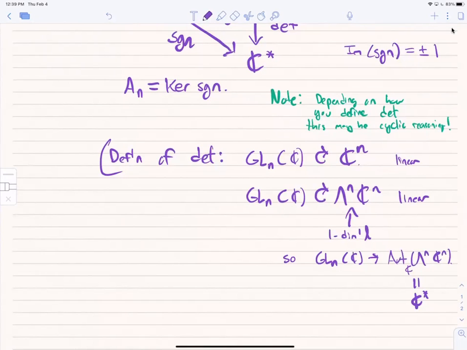The only automorphism of a one-dimensional vector space is multiplication by a scalar. And you might worry for a second that this identification is going to depend on a choice of basis, but it doesn't depend on what basis you choose for this vector space. Multiplication by a scalar is still multiplication by the same scalar, no matter what basis you write things down in. And so this map is called the determinant.